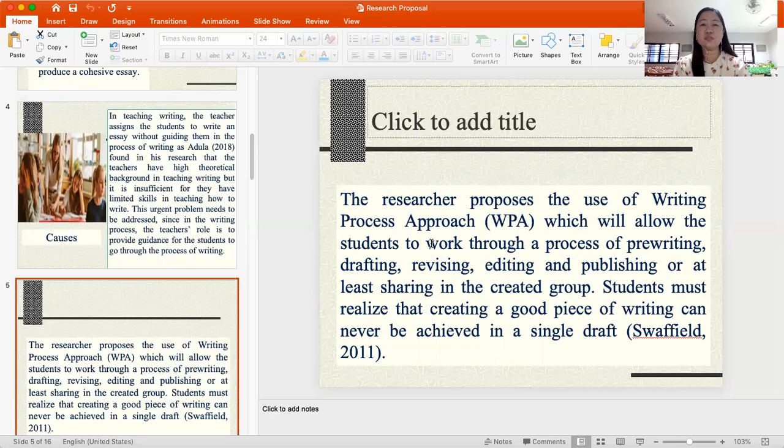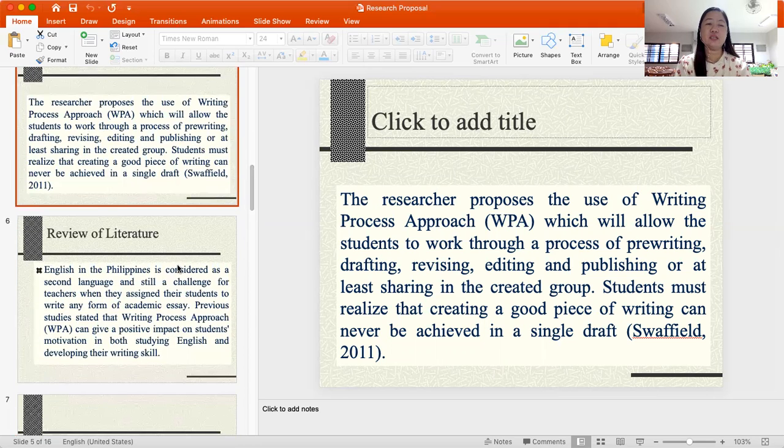So as a researcher of this research, I propose the use of writing process approach, or WPA, which will allow the student to work through a process of pre-writing, drafting, revising, editing, and publishing, or at least sharing in the created group. Students must realize that creating a good piece of writing can never be achieved in a single draft, as Swayfield in 2011 states in his study.